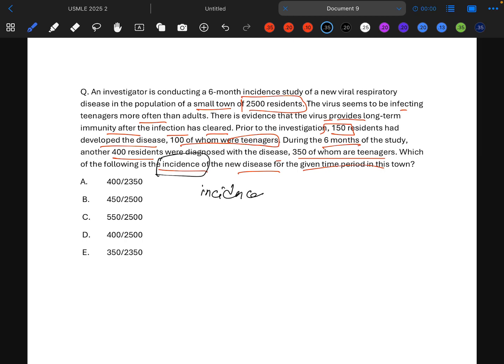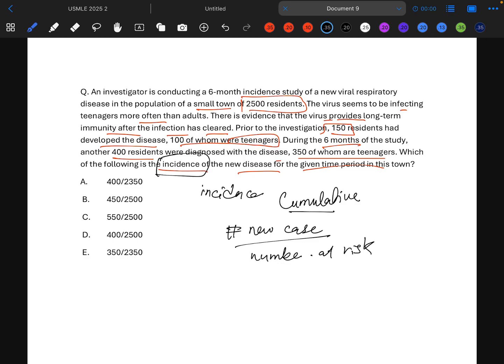Another 400 residents were diagnosed with the disease during the assessment of the study. Which measure is due to the incidence of a new disease in a given time period? In this question we have to calculate the incidence, specifically the cumulative incidence, in which we divide the number of new cases by the number of people at risk. For this we have to get how many people got new cases. The new cases in that 6 months is 400.